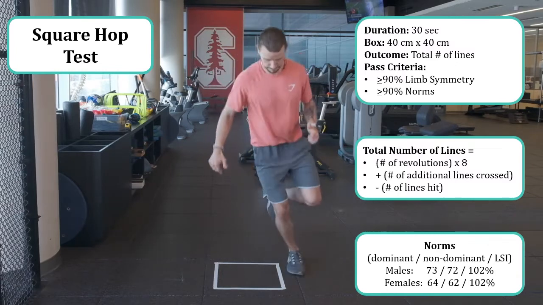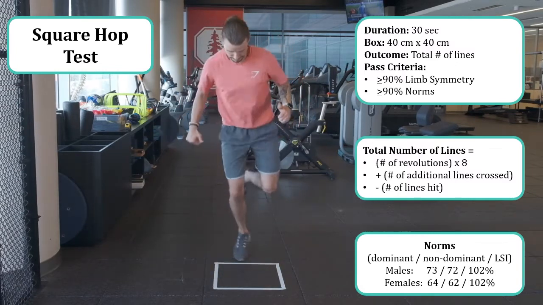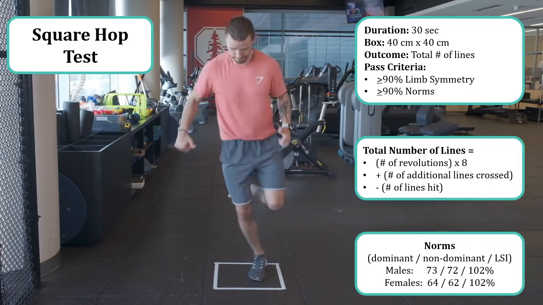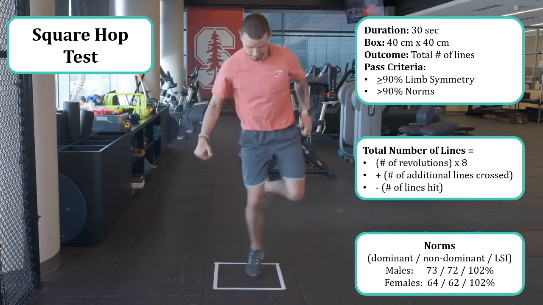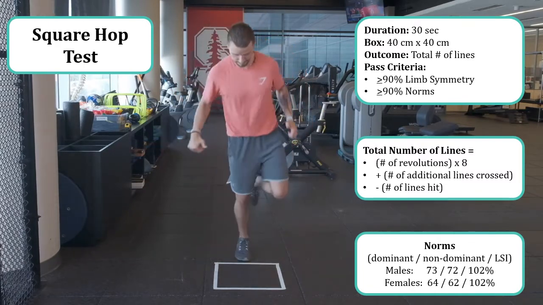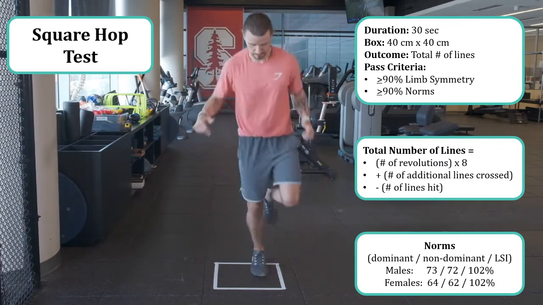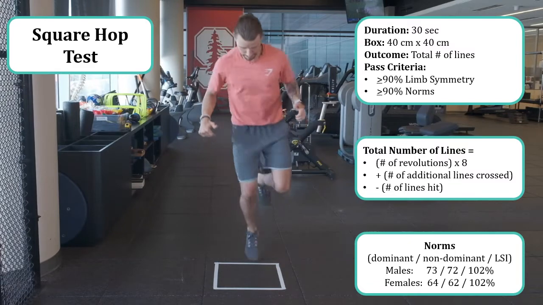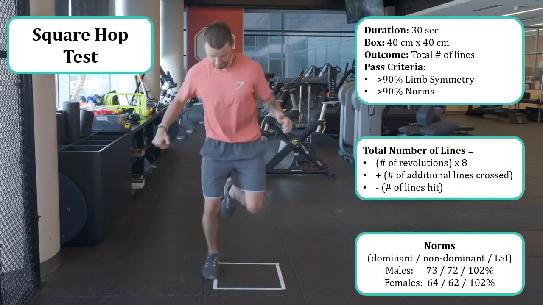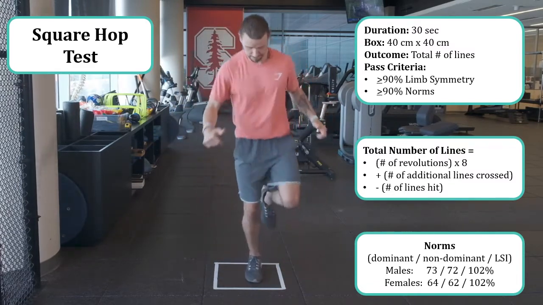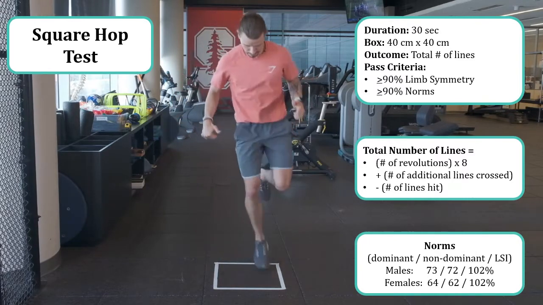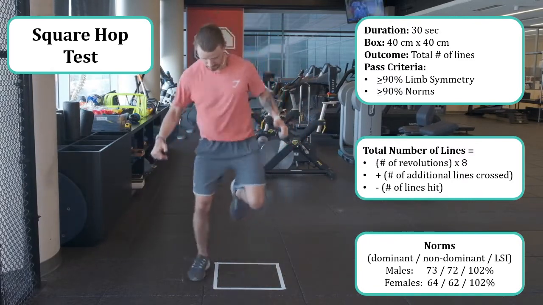The number of lines in the equation there is shown. Number of total revolutions, multiply that by 8, plus additional lines crossed, minus the number of lines that the athlete hits or steps on. You can see the normative data is described by Heights et al. for males and females for their dominant and non-dominant limbs, respectively, as well as their limb symmetry indices.